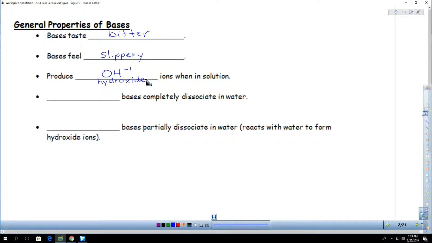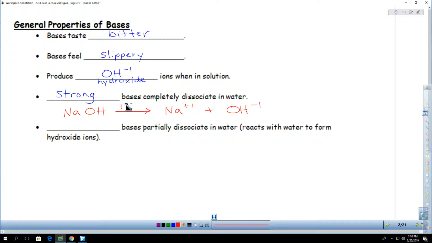Cool. And now the whole strong, weak stuff is really similar. Strong bases will completely dissociate to form hydroxide ions. One of the best examples that we'll use in the lab is sodium hydroxide. It dissociates completely to produce sodium ions +1 and hydroxide -1.